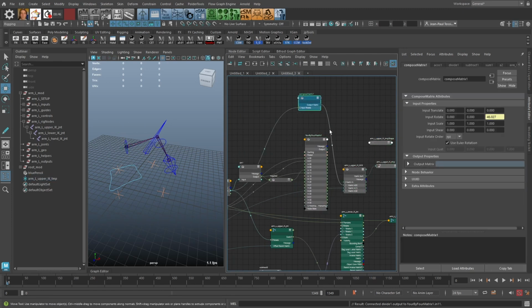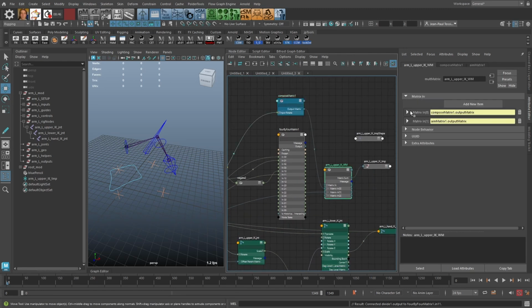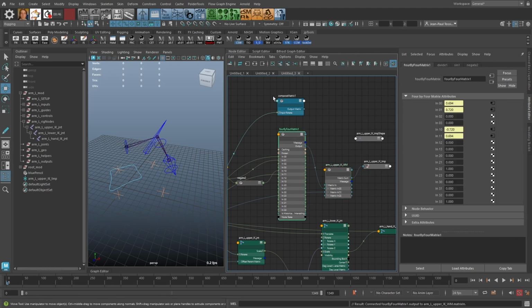If we look at them and compare them, you can see that if you look at the matrix, it only has a 46-degree rotation around the z-axis, and if you take the output of this matrix and connect it, you'll see the same rotation. So we have recreated the rotation matrix, but only the rotate z matrix.